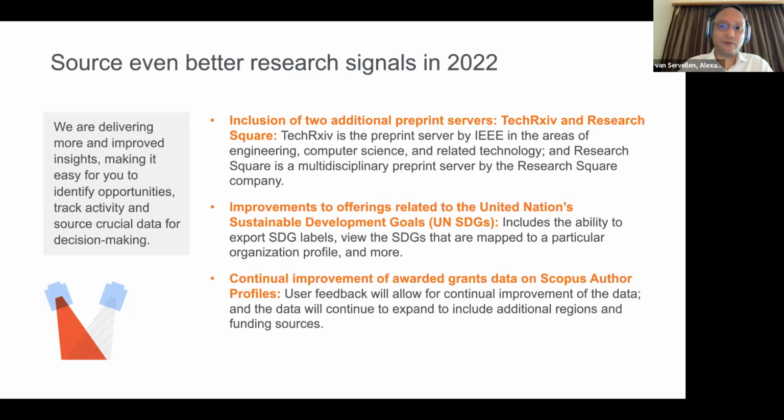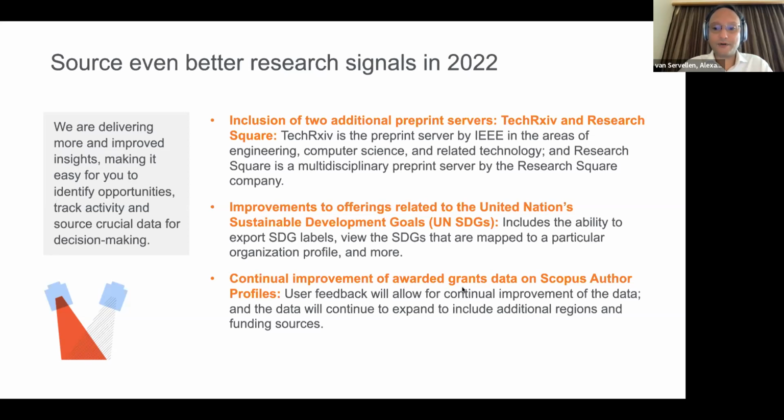And we've expanded which preprint servers are covered by Scopus. Right, so that's an important kind of thing that we improved relevant to today's topic. But we've also added information on the UN Sustainable Development Goals, so the SDGs. So for every paper now, you can see which SDGs those papers are associated to.